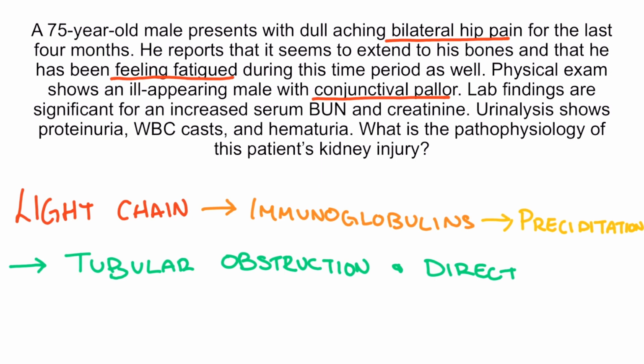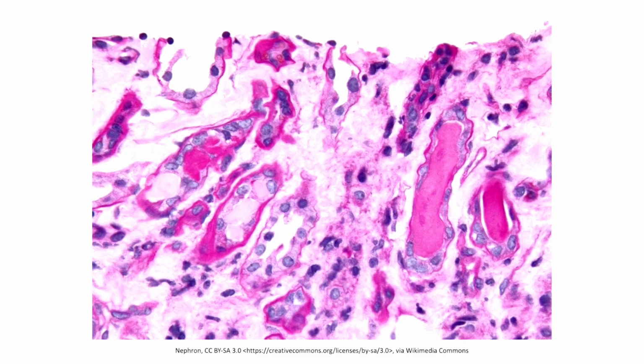A secondary mechanism of injury is due to the direct toxic effects that light chains have on the proximal renal tubules. Here is the microscopic image of myeloma nephropathy under PAS stain. Hopefully you can appreciate these pink PAS-positive hyaline casts in the renal tubules. These are seen in multiple myeloma due to light chain excretion.